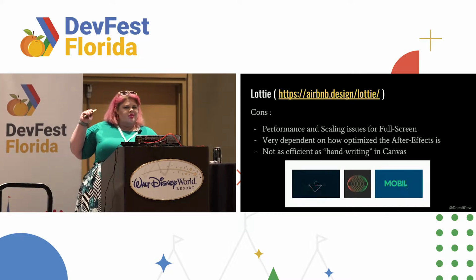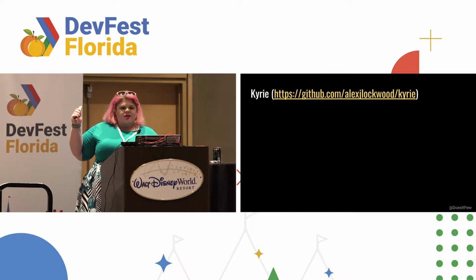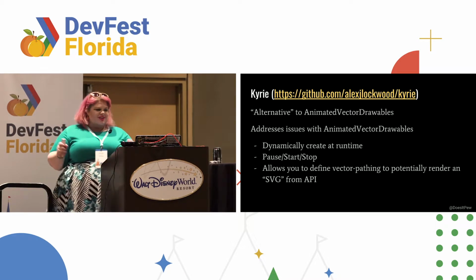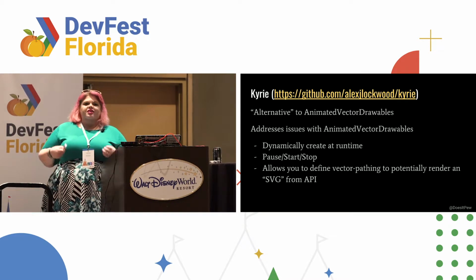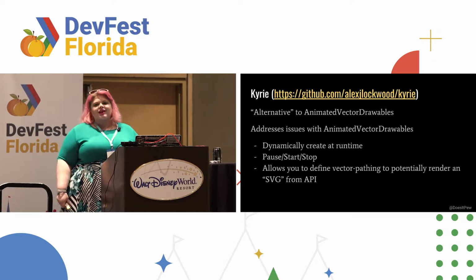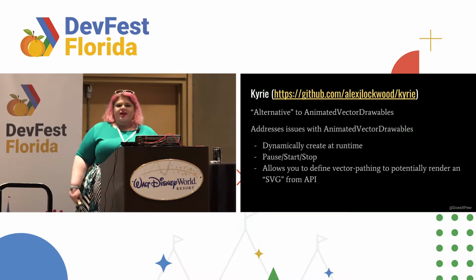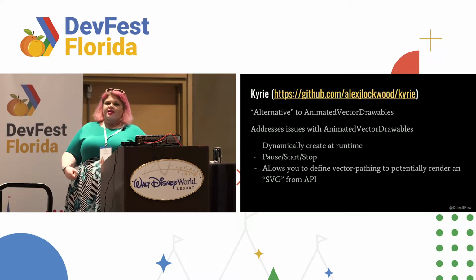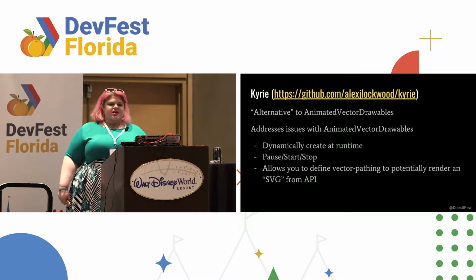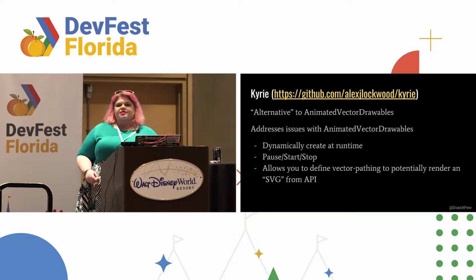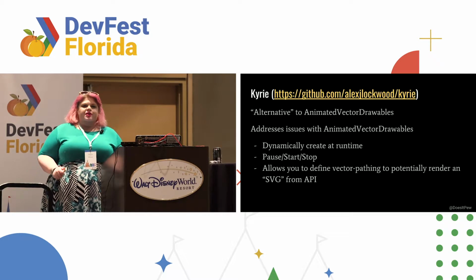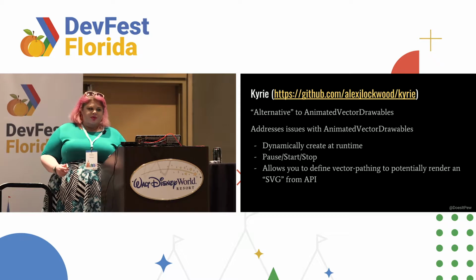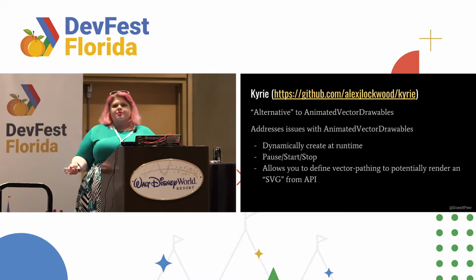So what's another thing we should know about? Kyrie. How many people have heard of Kyrie? No one has heard of Kyrie. Okay, so this is another Alex Lockwood product. I say that with all terms of endearment. Alex has done a lot in terms of vectors and animation and things along those lines for the community. And this is an alternative to AnimatedVectorDrawables, but actually it's a subclass of AnimatedVectorDrawable and VectorDrawable. So it addresses a number of issues.